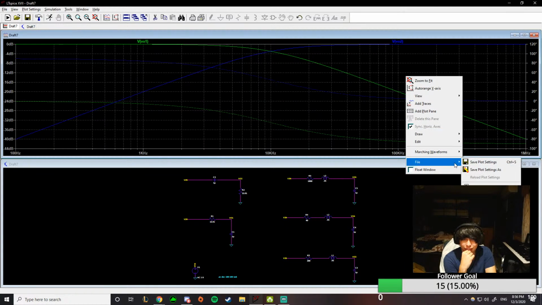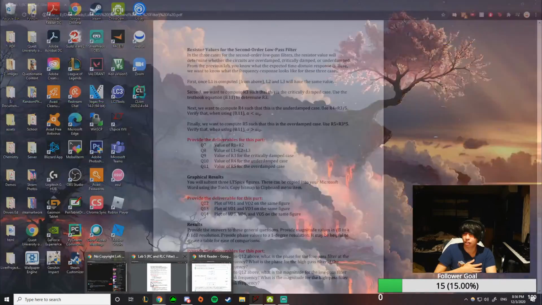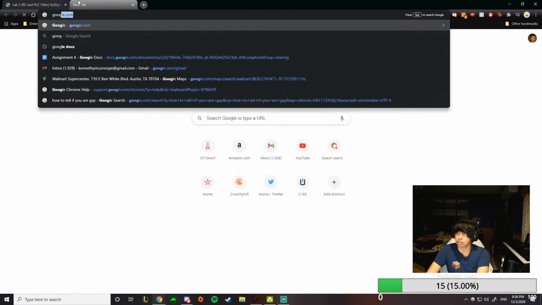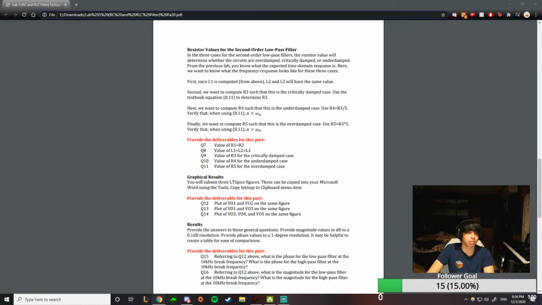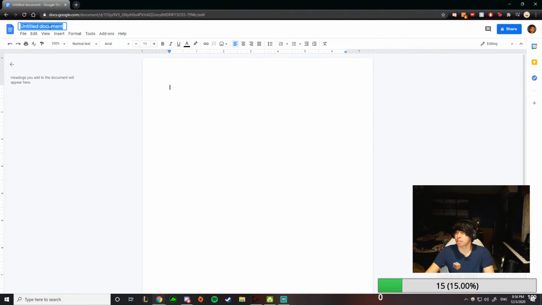Copy bitmap, I think. What is tools? Copy bitmap word, yeah. I should start making my Google Doc, huh? Docs. Go to Google Docs. Create. Yes. So it'll be Lab 5.